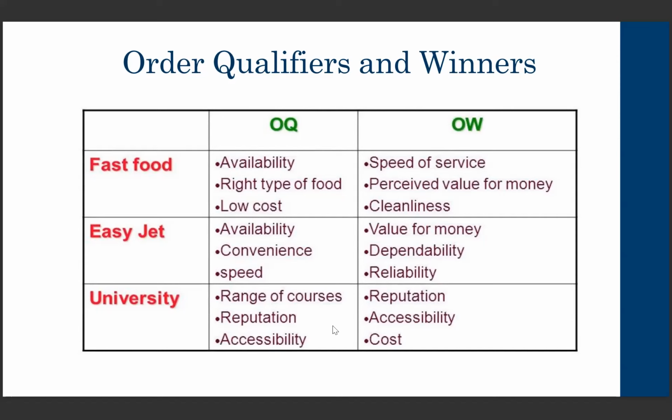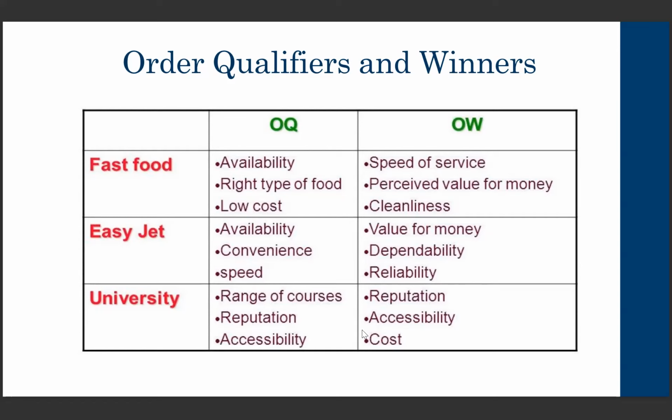So these are not a fixed set of points that you need to remember, because it depends on the industry. EasyJet is a jet in the airline industry, so to qualify as an order qualifier in airlines it needs availability, convenience, and speed. But to be an order winner, it needs value for money, dependability, and reliability. And also for universities, there are so many universities in Sri Lanka, for example Peradeniya, Moratuwa, and others. There are a range of courses, reputation, and accessibility. But to become an order winner, there needs to be reputation, accessibility, and cost.